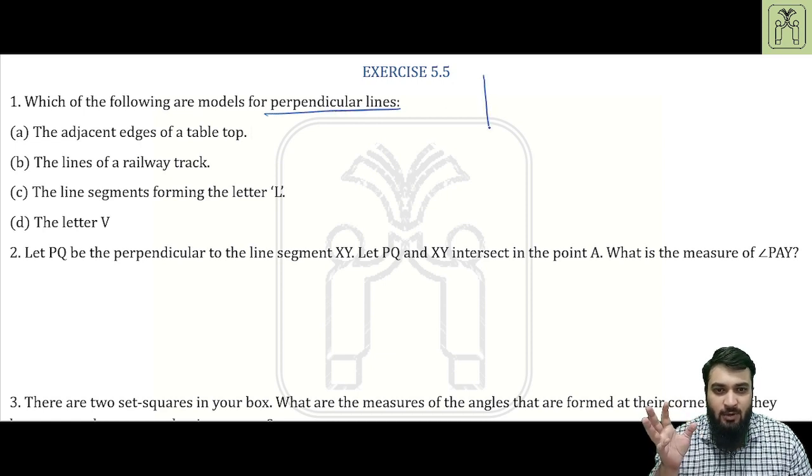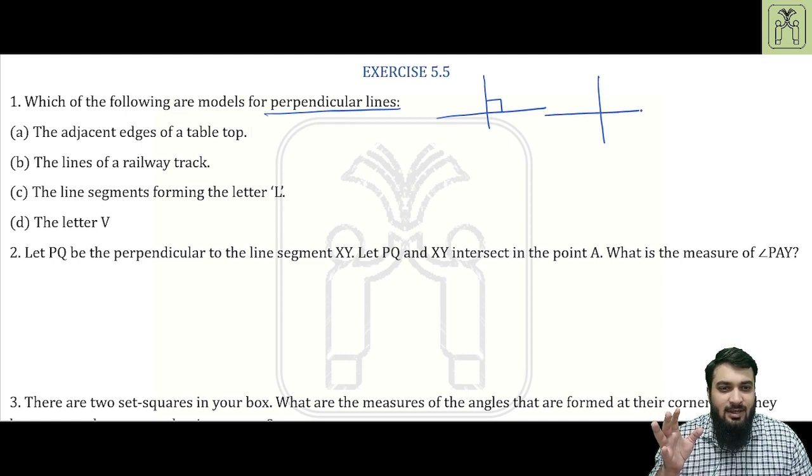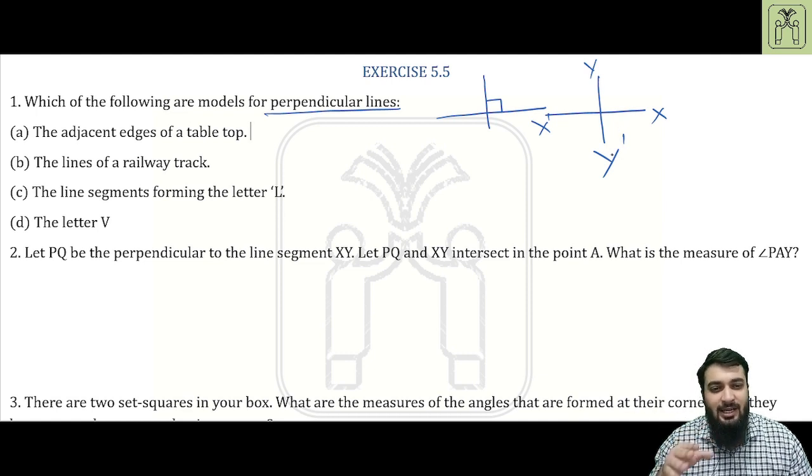So what are perpendicular lines? The lines which are at 90 degrees with each other, or you can say a quadrant. The lines which form the quadrant are at 90 degrees with each other. X and Y are perpendicular to each other, Y and X dash are perpendicular to each other, and X dash and Y dash are perpendicular to each other, and similarly Y dash and X are perpendicular to each other.